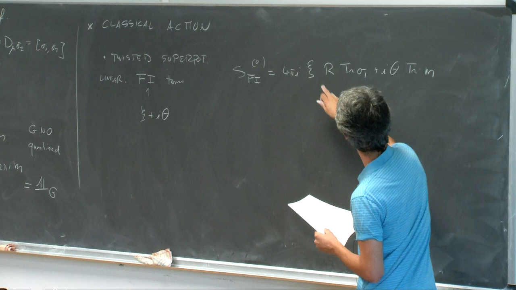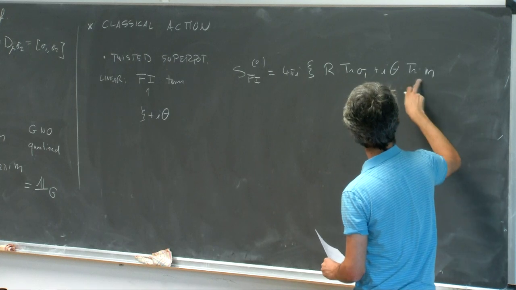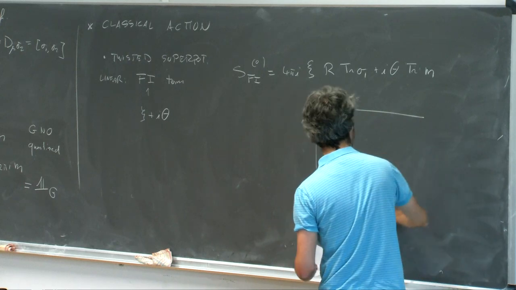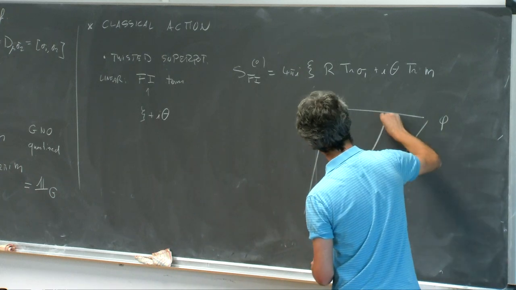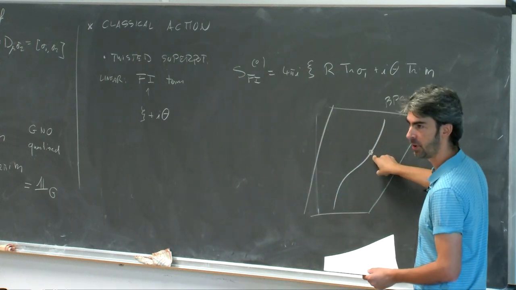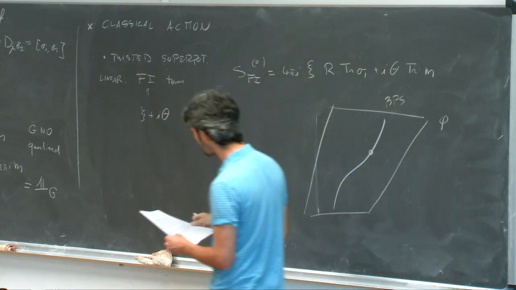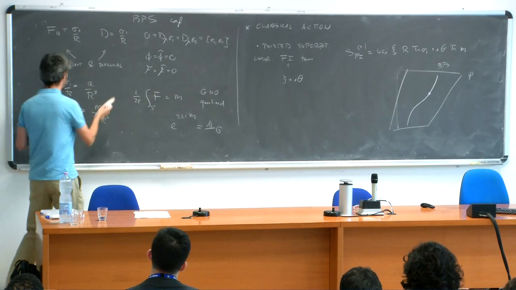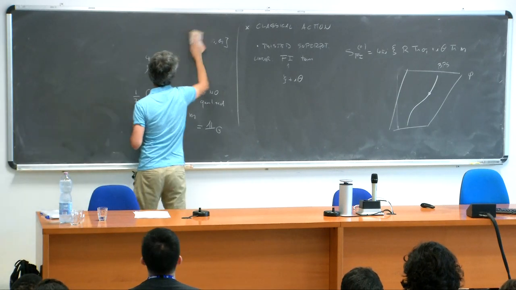And so this depends on the parameters in the action and on where you are on the BPS locus. So if I draw again this picture where we have our space of field configurations and there is a special locus, which is the BPS locus, this is the classical action that we get at a certain point on this BPS locus. And we will have to integrate over this, and this is a function over this space. Any questions? OK, so we're almost at the end.